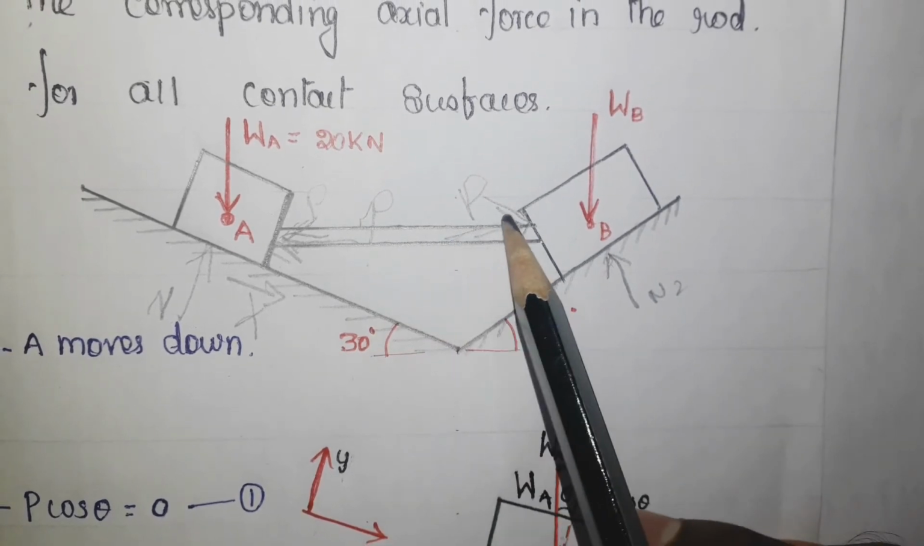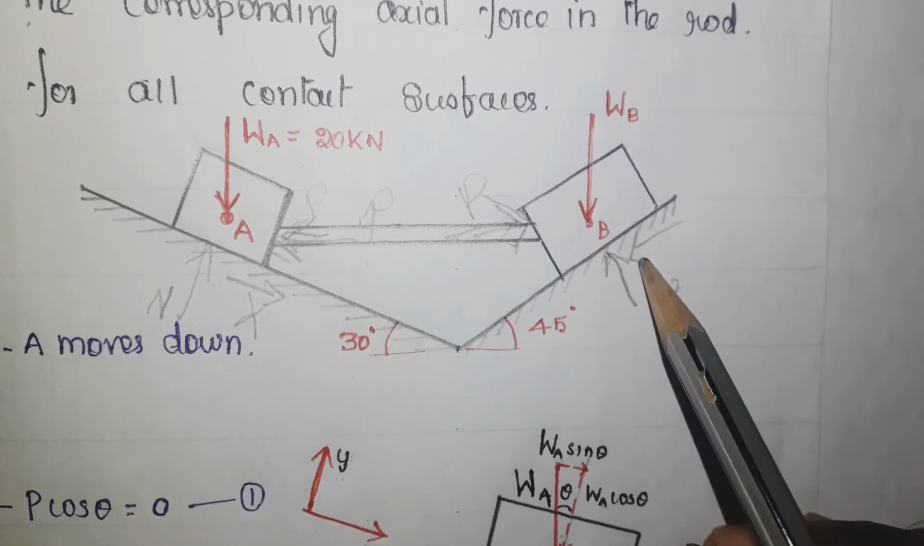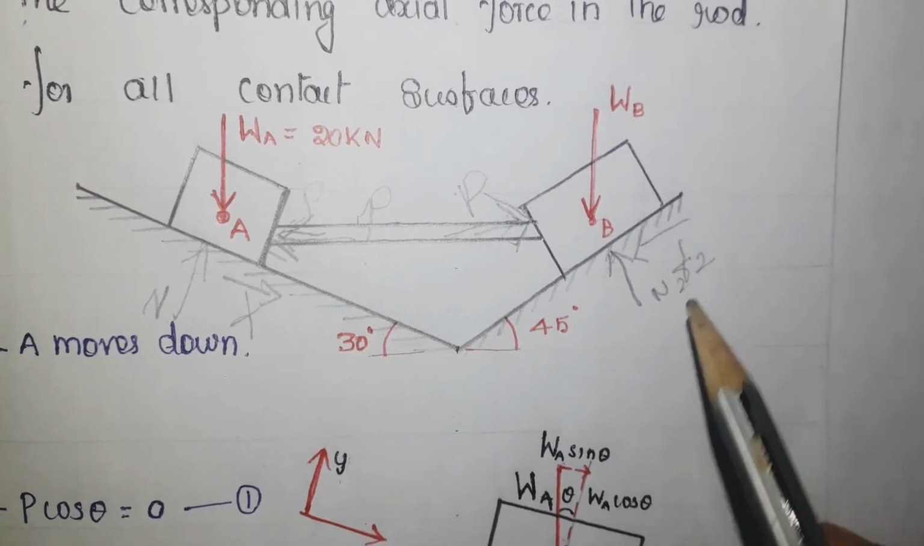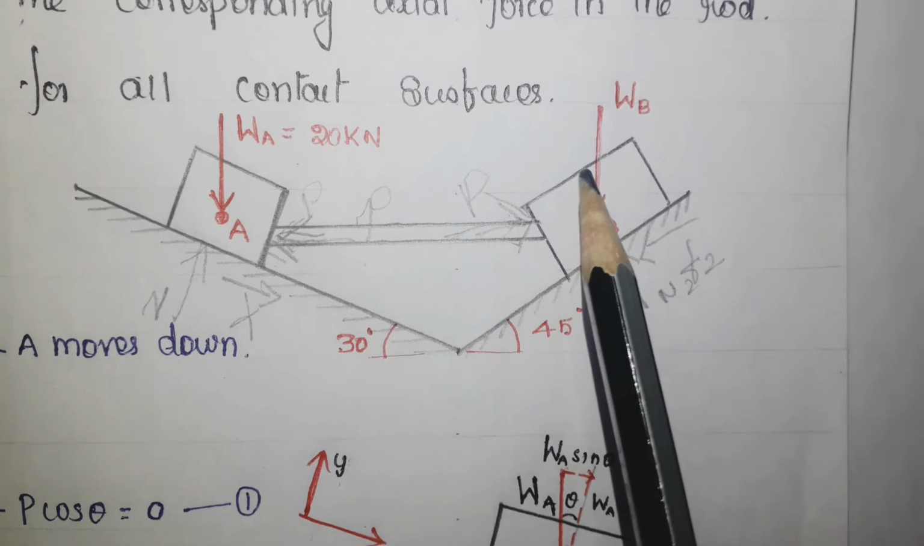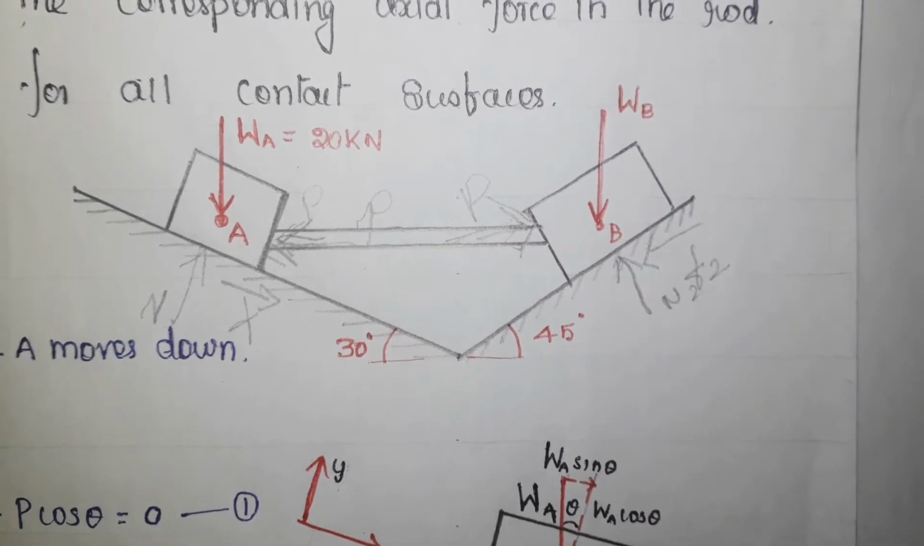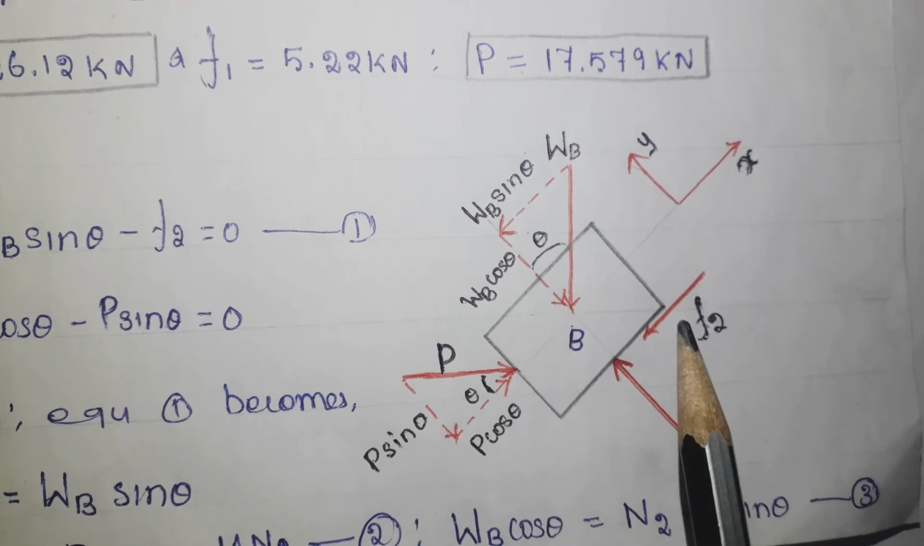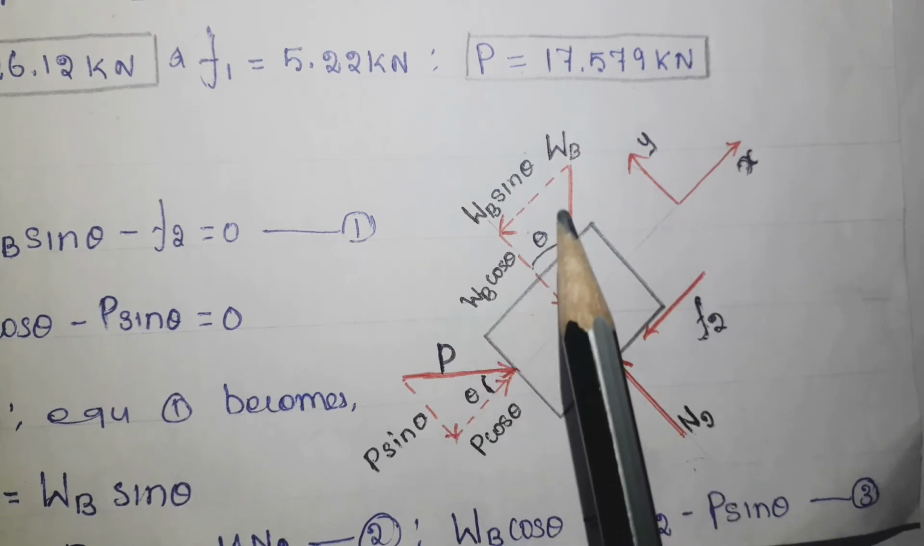Now since this is the applied force direction, the friction force should be just opposite to that one. So this is the direction of the friction force. So there are now 4 forces acting on this block B. So this is the free body diagram. As we discussed, there are 4 forces: F2, N2, P as well as WB.